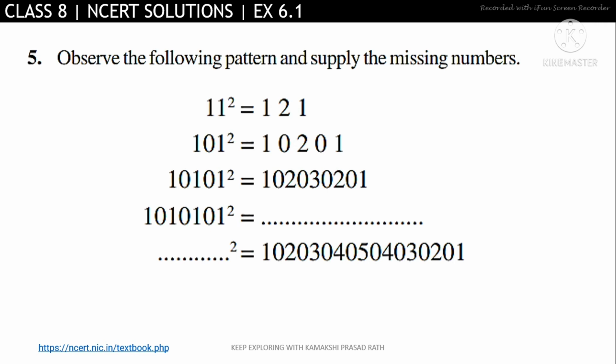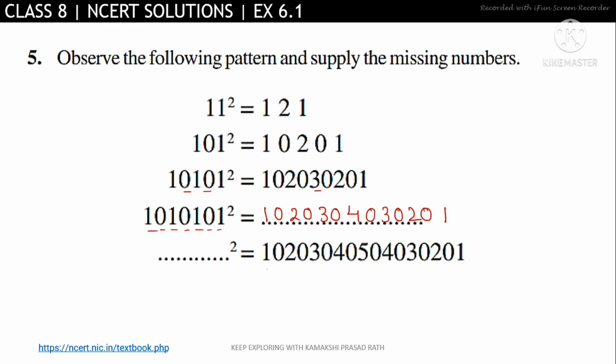So the same pattern will follow. Here we can see when only 2 zeros, 10101, is there, we are reaching up to 3. Now we are having one more extra, 1010101. That means extra zeros we are having in the pattern, and we can take care of that. So we'll get 1020304030201. So that's the pattern we are following. One extra number is added.